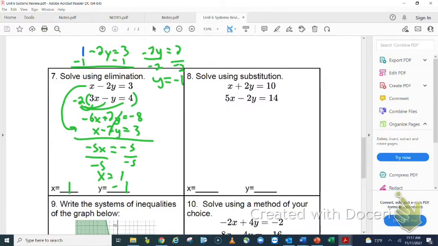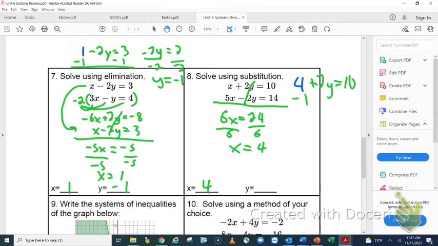Solve using substitution. I'm not going to use substitution because this is set up perfectly for elimination because I don't have to multiply by anything. Those eliminate, and I'm going to get 6x equals 24. Divide by 6, divide by 6, x equals 4. So if x equals 4, I'm going to plug in 4 for x in one of those equations. I'll do that top equation, and I'll solve for y, sorry. Divide by 2, divide by 2, and we get y equals 3.